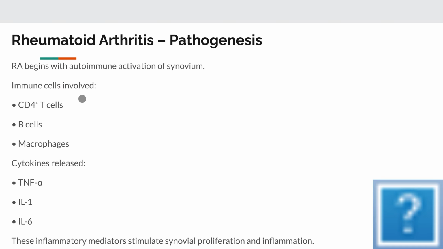The pathogenesis of rheumatoid arthritis begins with autoimmune activation of the synovial membrane. Several immune cells are involved in the process, including CD4 positive T cells, B cells, and macrophages. These immune cells release inflammatory cytokines such as tumor necrosis factor alpha, interleukin 1, and interleukin 6. These cytokines stimulate synovial proliferation and chronic inflammation, leading to joint damage.